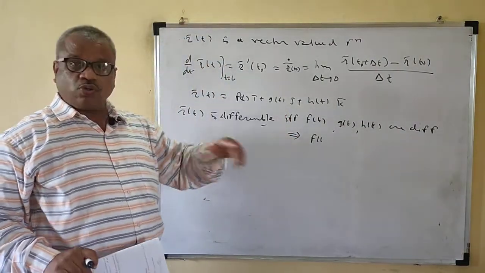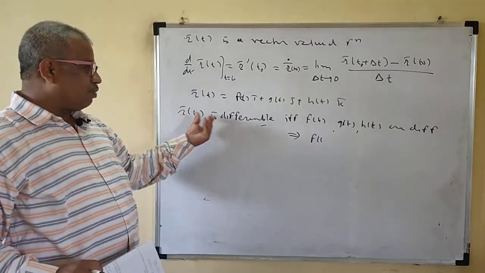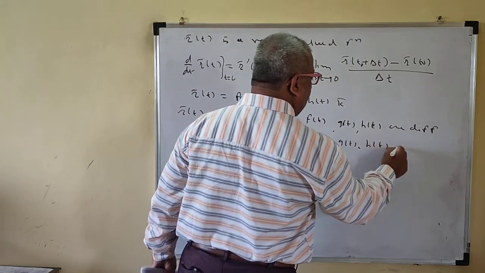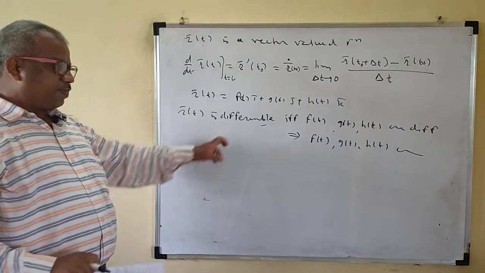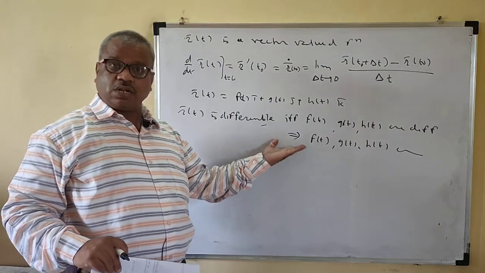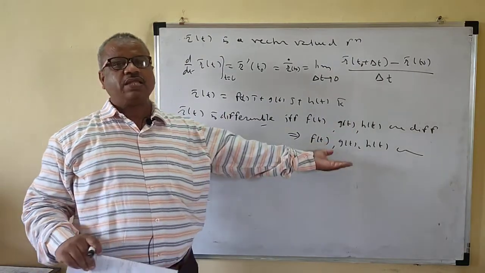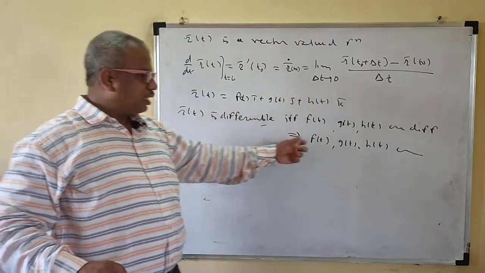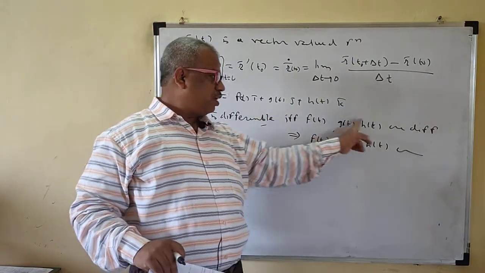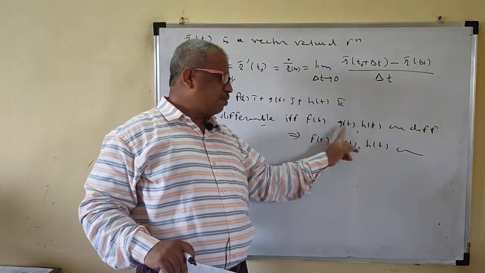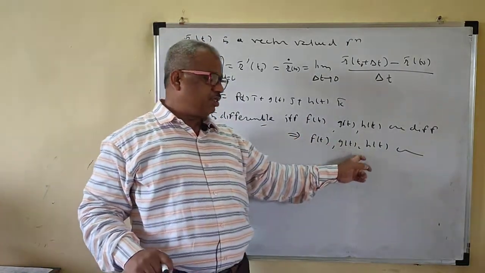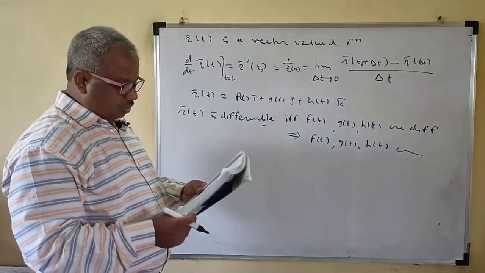You know that a differentiable function is continuous. That means if r bar of t is differentiable, it implies that f of t, g of t, h of t are continuous at t is equal to t naught, but not vice versa. That means continuity does not imply differentiability, but differentiability implies continuity. The if and only if holds for f, g, h being differentiable. But if r bar of t is differentiable, it implies f, g, h are continuous. So you should note this.